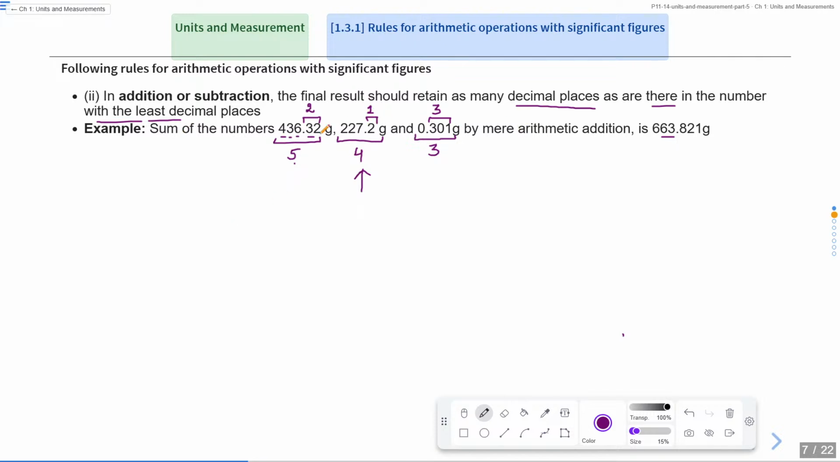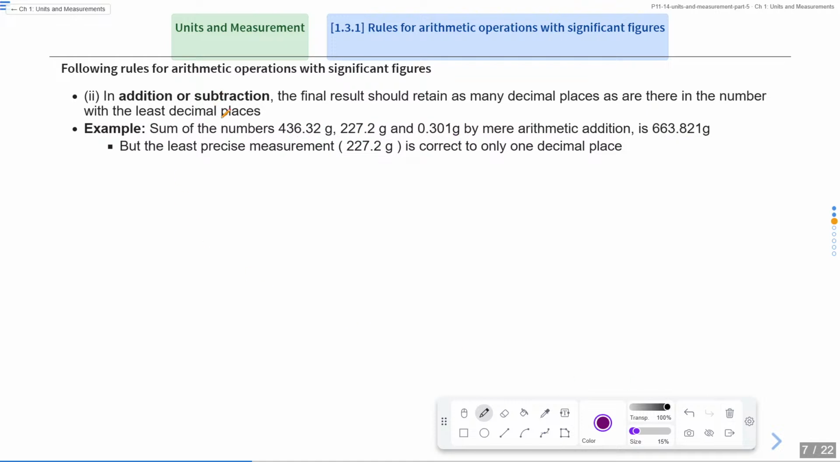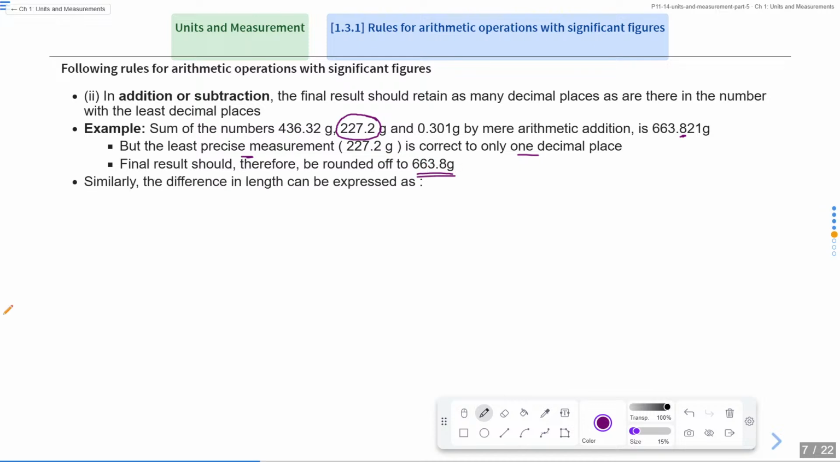So the result after adding these three numbers, we get 663.821 gram. We should retain only one decimal place in the answer, because the least precise measurement is the one with the least decimal places. 227.2 gram is correct to only one decimal place. So the final result should be rounded off to only one decimal place. That means 663.8 gram. This is the second rule for addition and subtraction.